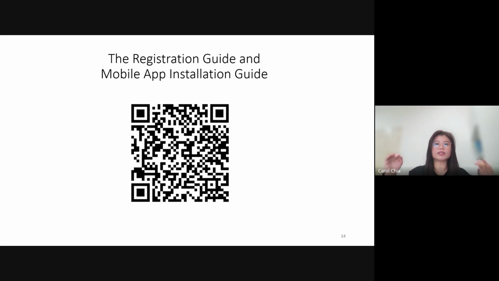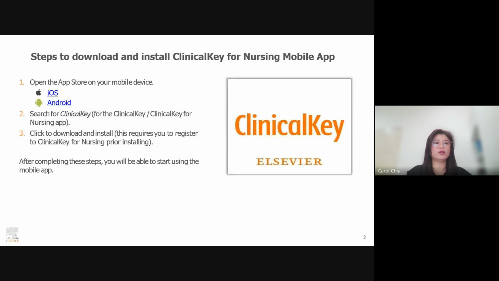So once you have successfully activated remote access, you can go to the App Store or Play Store, depending on your mobile version, whether it's Android or iPhone. Just search for ClinicalKey, then install it, and you'll be asked whether you want to access ClinicalKey or ClinicalKey for Nursing. Please select ClinicalKey for Nursing. And then they will ask you to put in your username and password.